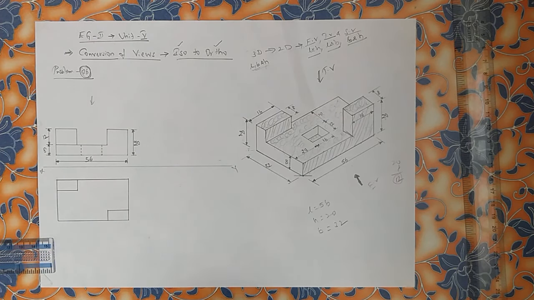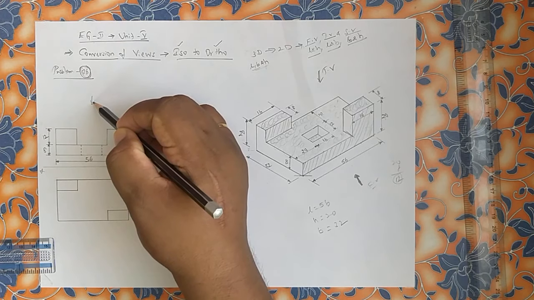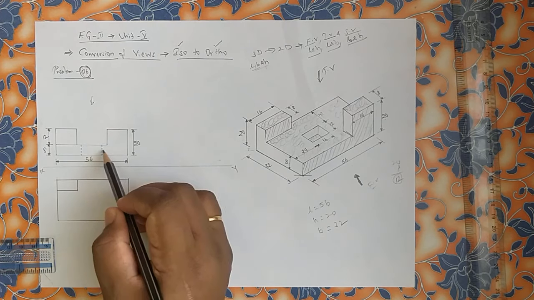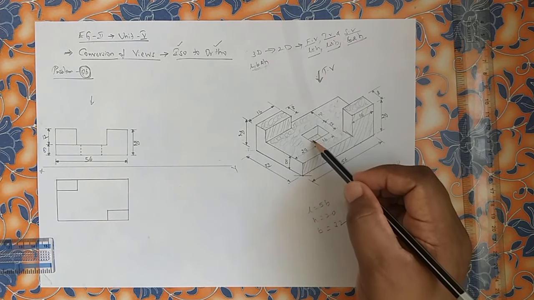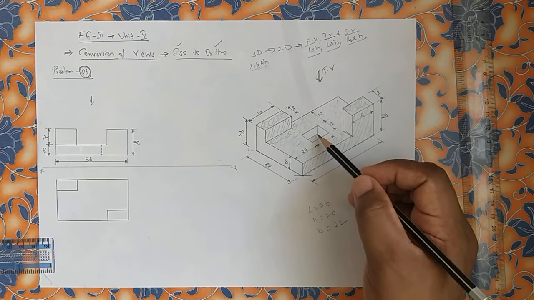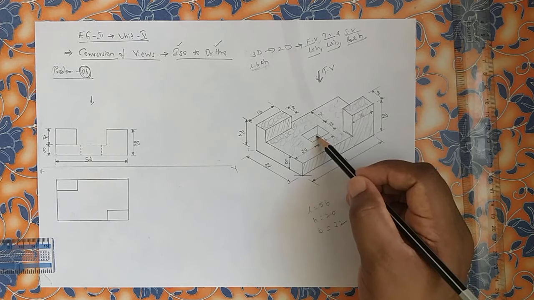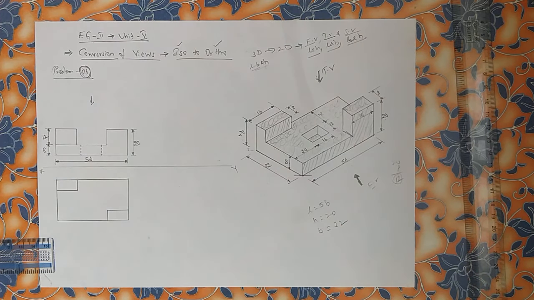Do you think one more thing is missing? Yeah, when you are looking from front view, this arrow mark indicates we are having a through hole. Now, that through hole will be visible only in the top view. Now this is the top view. Where is actually that hole?